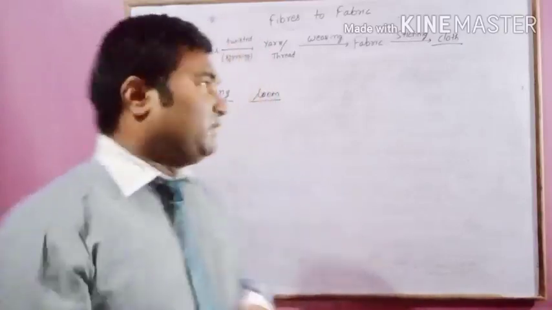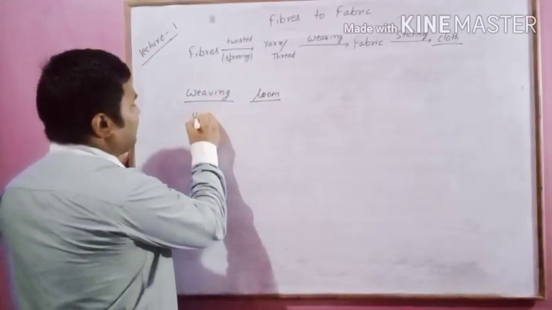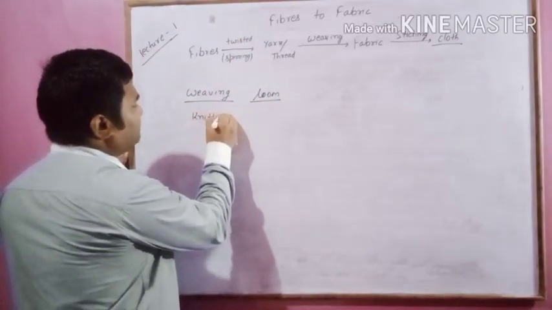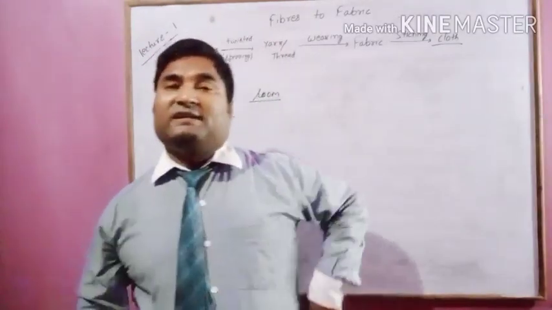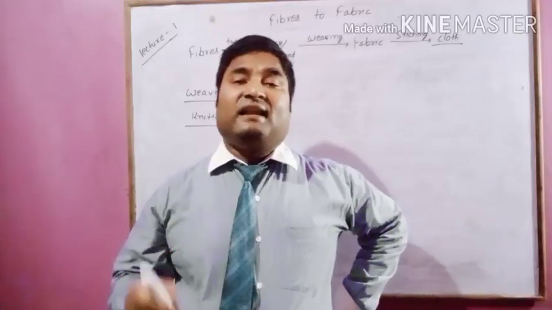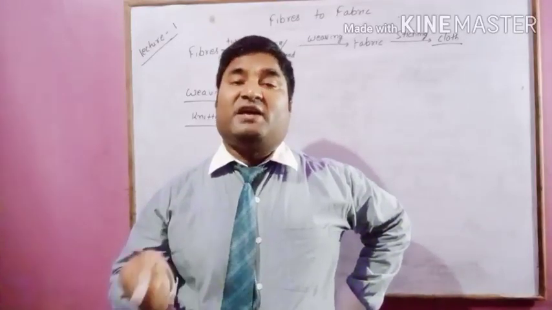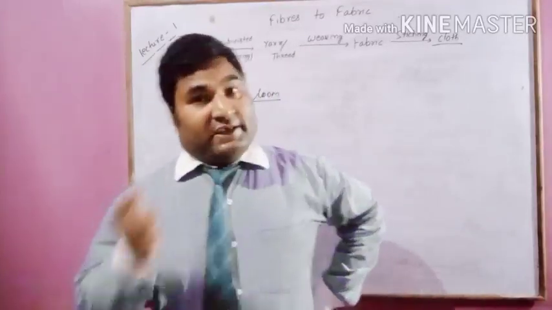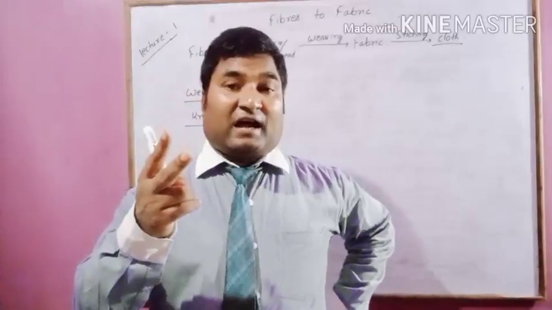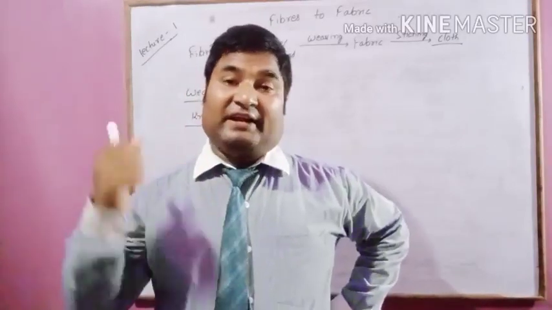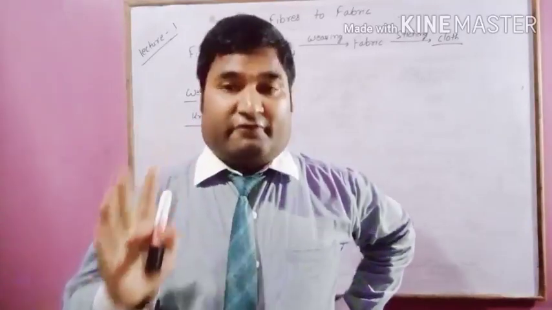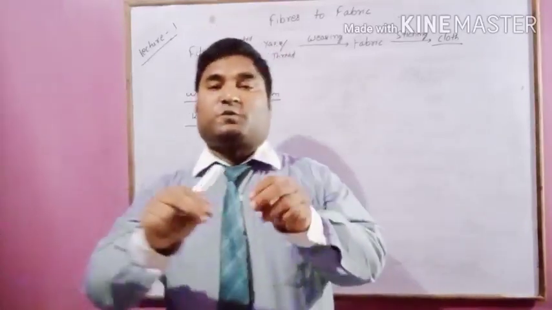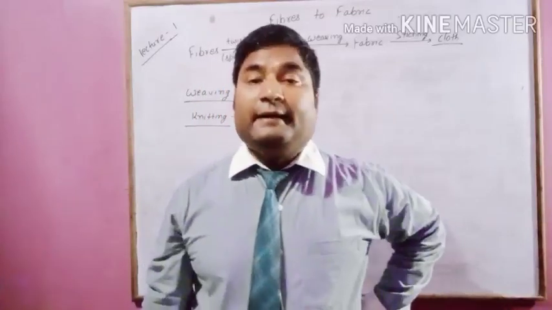One more thing is knitting. In knitting, single yarn is used to make fabric. In weaving, two yarns are used to make fabric, but in knitting, single yarn is used to make fabric. For example, sweater bunna, that is called knitting.